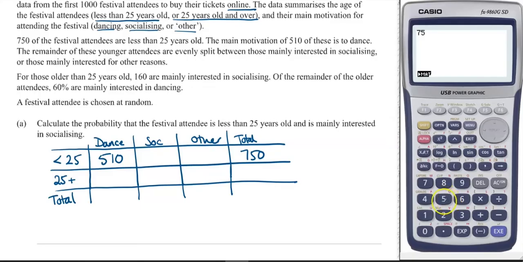So 750 minus 510, we've got 240 left. So that makes 120 in each of these categories. Now we've got 1,000 attendees in total, so this would be 250.